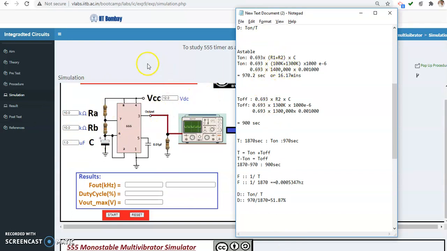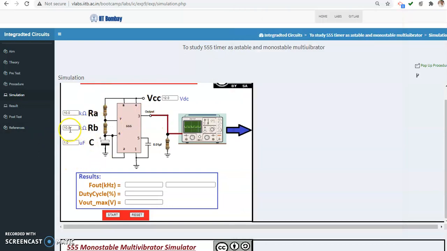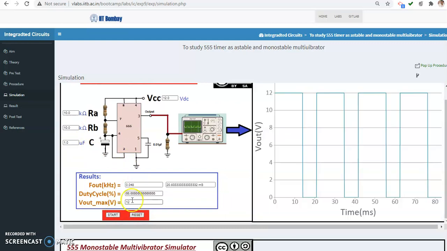One limitation about this simulation is that it is not acceptable for the higher ranges of the resistance value. Only the lower ranges of the resistance value are acceptable. So this is one of the drawbacks. If I see on time, R1, R2 and capacitance C are necessary. If it is off time, only RB and C are enough. So I will set 10 kilo ohm, 10 kilo ohm, 1 microfarad, I have set it on. So start. Yes, that's all.